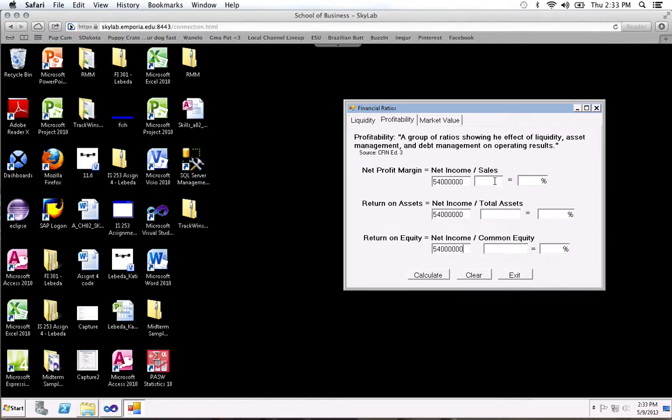And next we input sales, and let's say $150 million. Total assets, $845 million. And then common equity, how about $415 million? And then press calculate, and then the answers appear in a percent form, and they're rounded to the 2 decimal places. And then again, all you have to do is press clear, and then you can put in your different data.